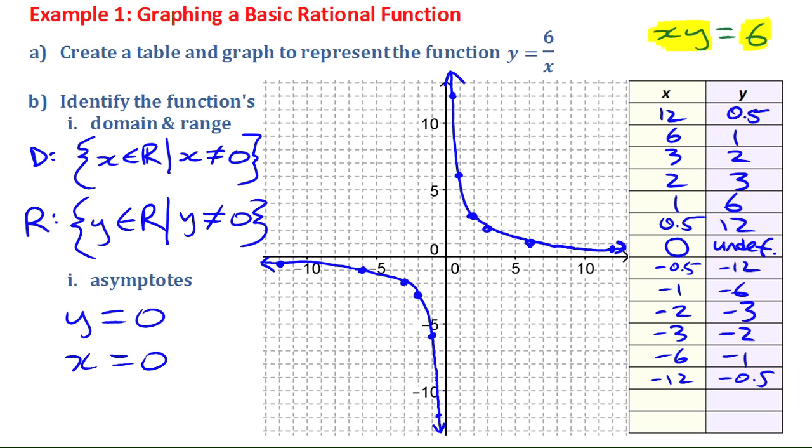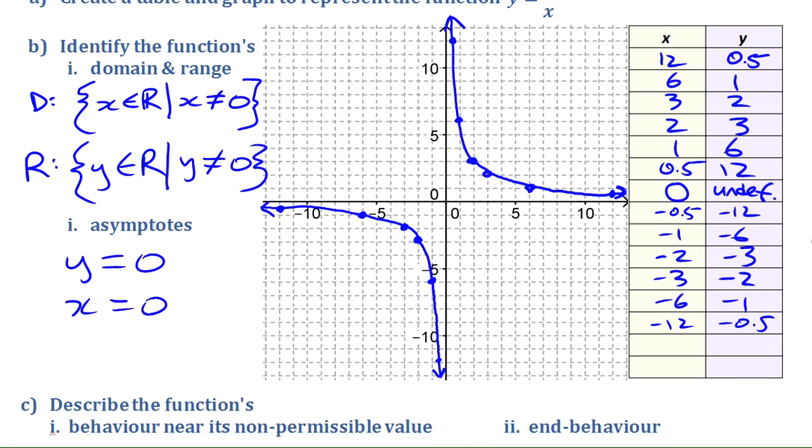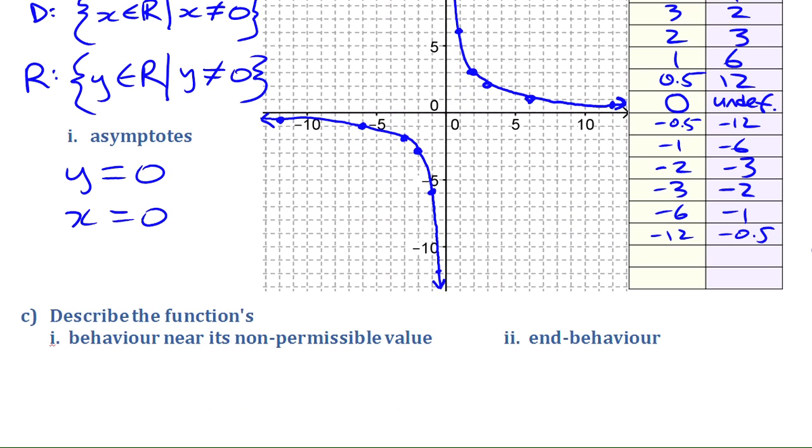Now we are going to talk about one other thing that we alluded to before, which is two new pieces of information, or two new terms if you want. Not that they're really terms, but we're going to talk about the behavior of that curve near its non-permissible value. In other words, we're going to talk about what happens as you get close to 0 here on the x-axis. And we're going to talk about something called the end behavior in a second. So let's look first at behavior near its non-permissible value, in other words, near x equals 0.